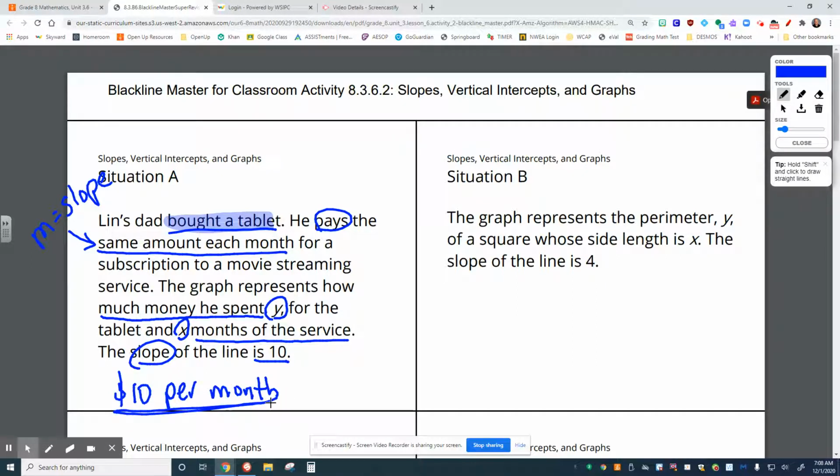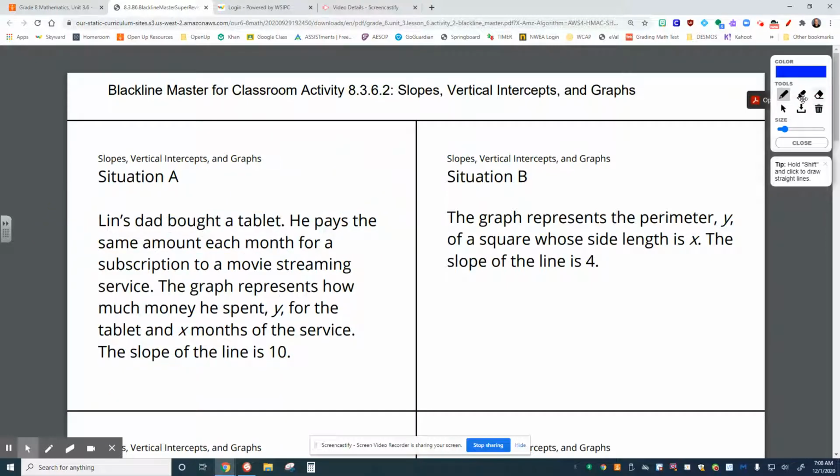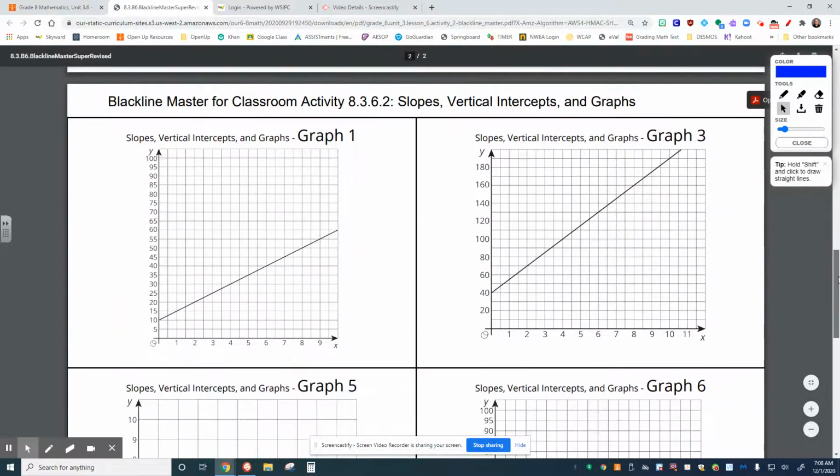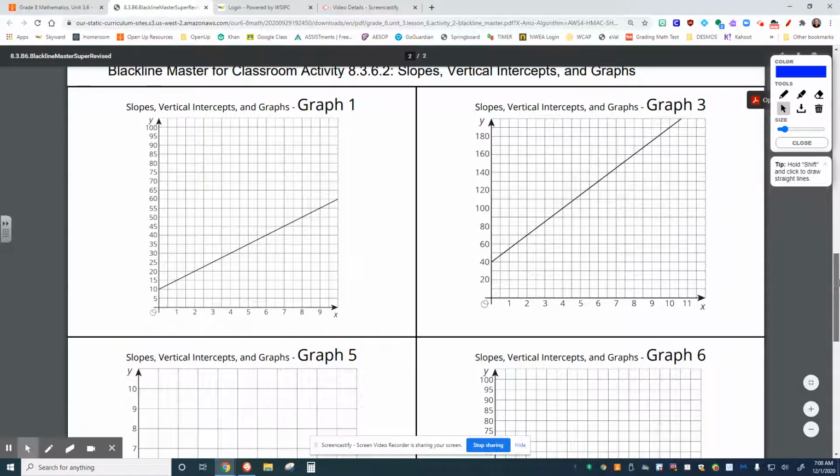So we know right now that this one is non-proportional because dad started out by buying a tablet. So he had to start out with some extra money before he actually started paying the monthly subscription. So let's look down here at these graphs. We're looking for one that is non-proportional and has a slope of 10.